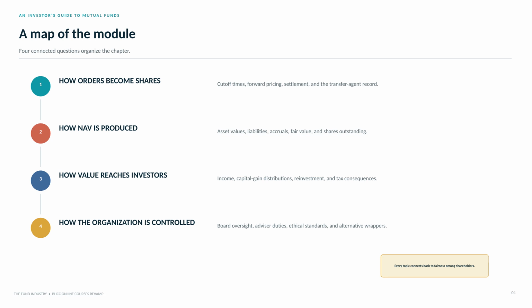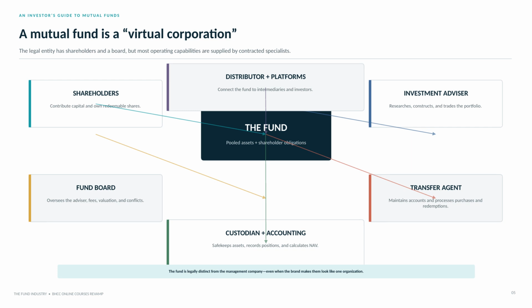The phrase virtual corporation captures how a mutual fund is organized. The fund is the legal entity that owns the portfolio, issues redeemable shares, and owes duties to shareholders, but it usually does not employ a full operating staff of its own. Instead, the board contracts with specialists.